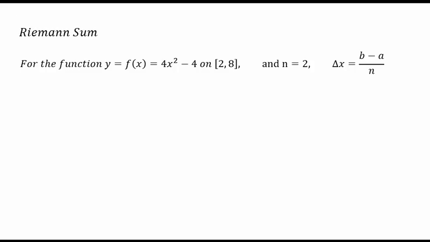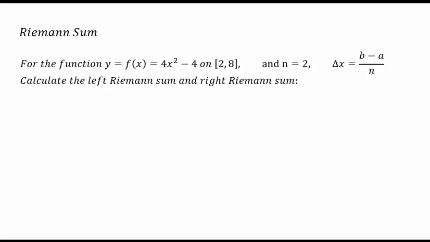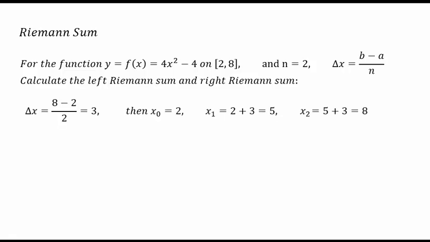Next, we are going to the Riemann sum concept. So you are given a function f(x) is 4x squared minus 4, and the interval given is 2 to 8, and we are saying that we'll make two divisions, n equals 2. So then the width of the rectangle will be delta x, which is b minus a over n. So you need to calculate the Riemann sum for the left hand and right hand approximation.